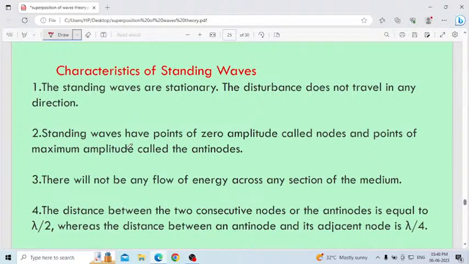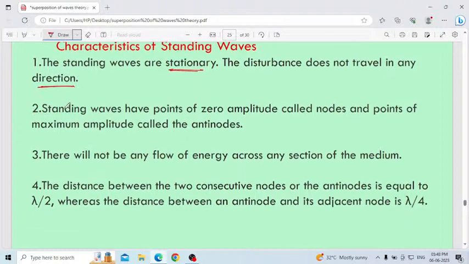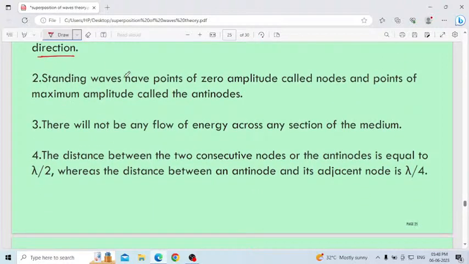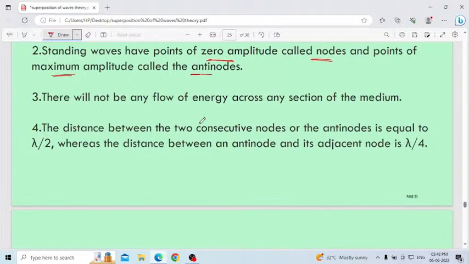A few more characteristics of standing waves I listed so you can easily remember. Standing waves are stationary; the disturbance does not travel in any direction. Standing waves have points of zero amplitude, which we consider nodes, and maximum amplitude, which we consider antinodes. There is no flow of energy across any section of the medium in a stationary wave; the flow of energy is restricted.